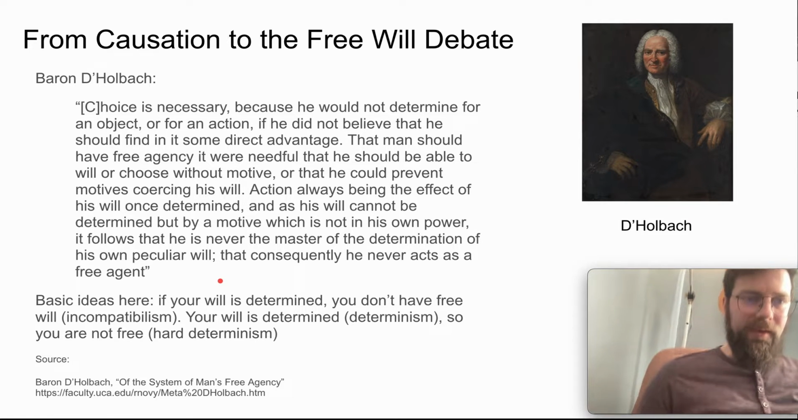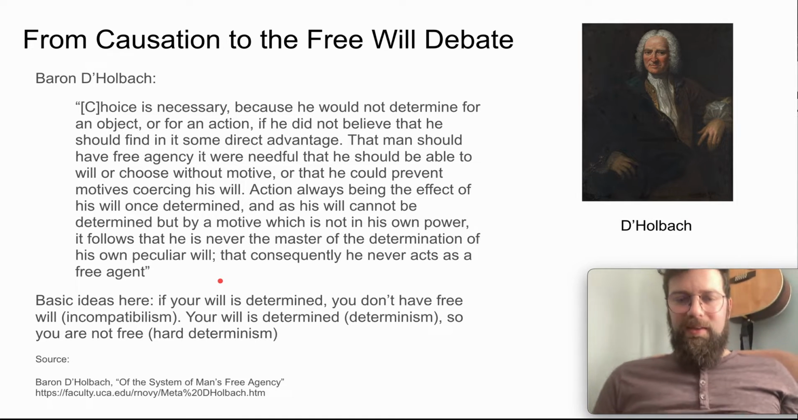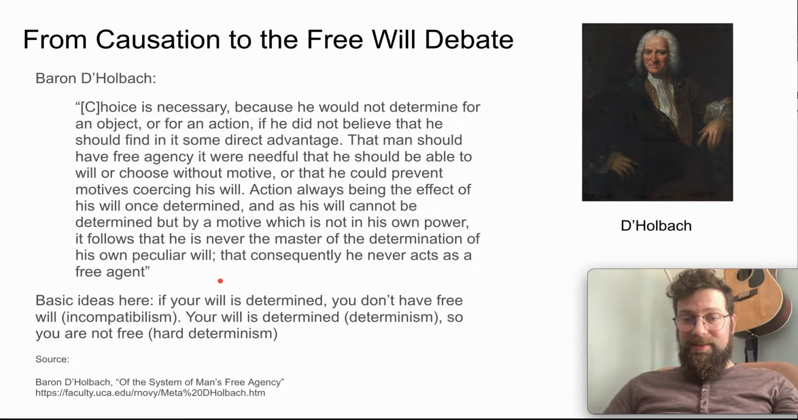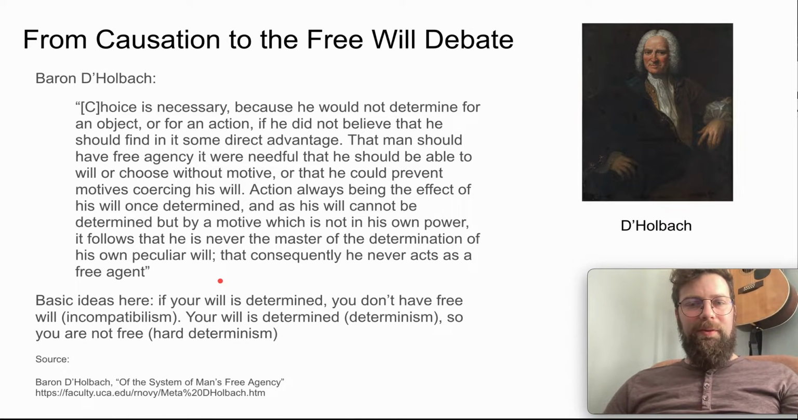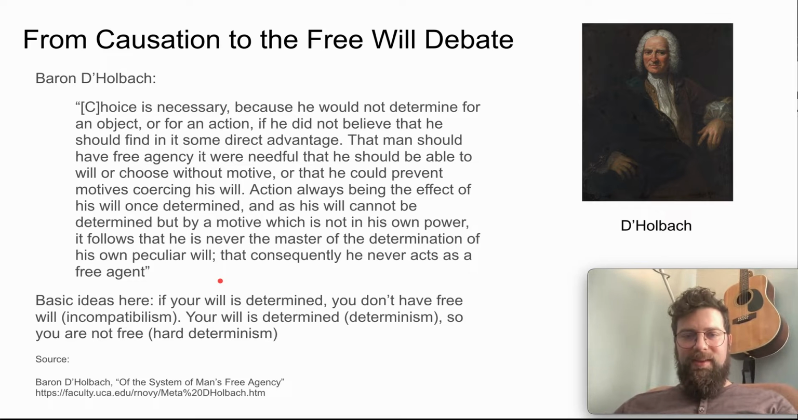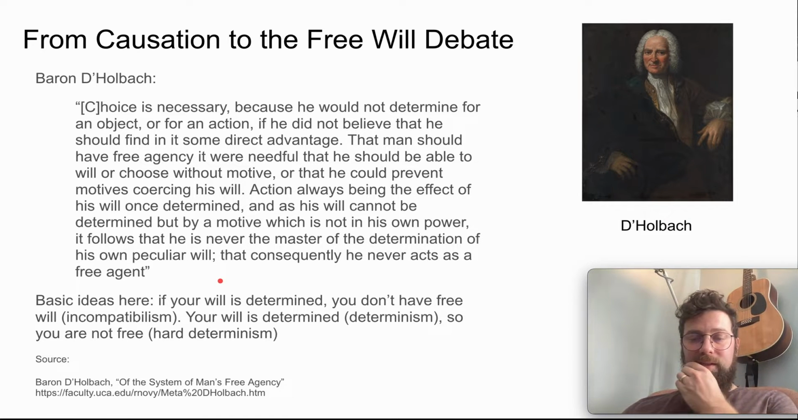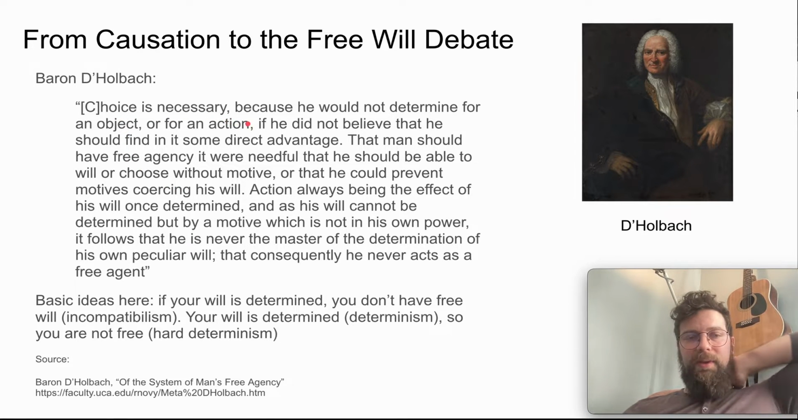So once we've got a theory of the laws of nature, we tend to wonder, well, is there such a thing as free will in human beings? And here's what Holbach says. He says, choice is necessary because he would not determine for an object or for an action if he did not believe that he should find in it some direct advantage. That man should have free agency, it were needful that he should be able to will or choose without motive.